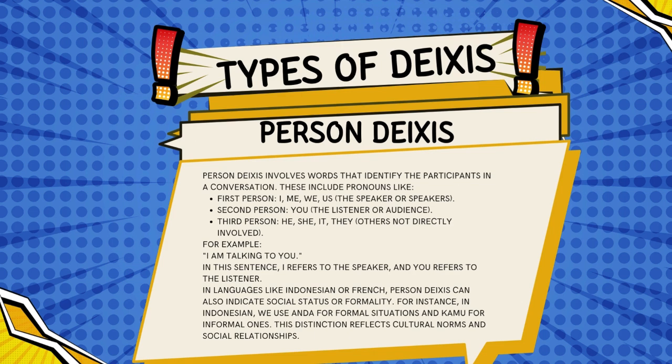For example, "I am talking to you." In this sentence, I refers to the speaker and you refers to the listener. In languages like Indonesian or French, person DEIXIS can also indicate social status or formality. For instance, in Indonesian, we use Anda for formal situations and kamu for informal ones. This distinction reflects cultural norms and social relationships.